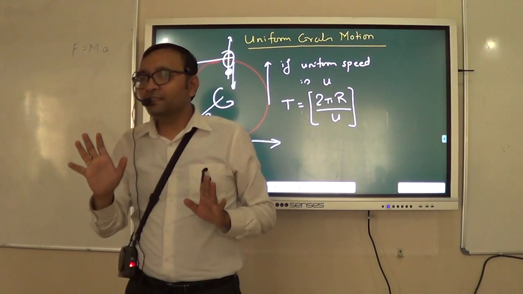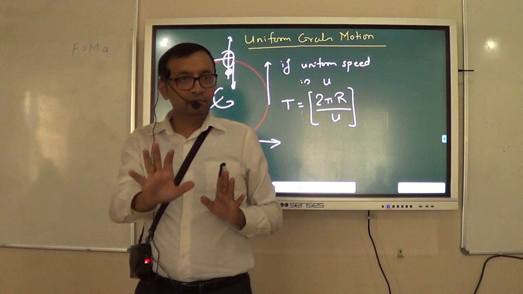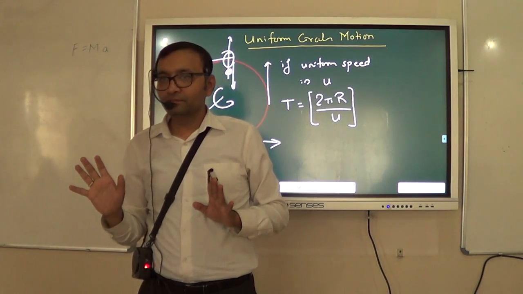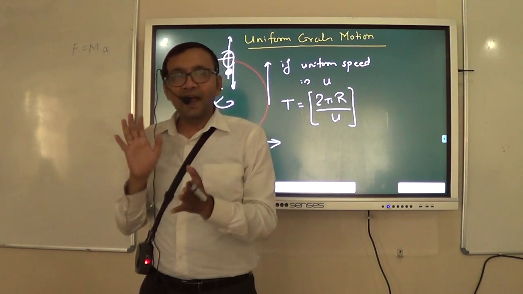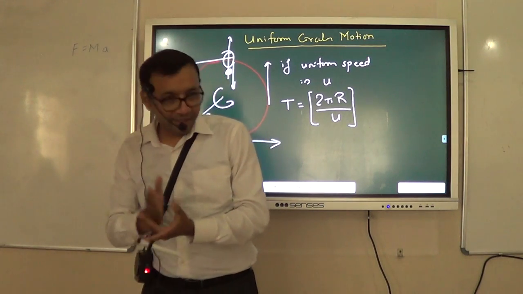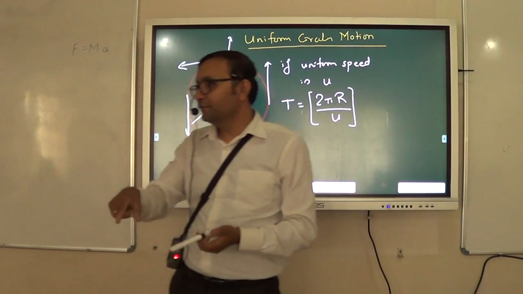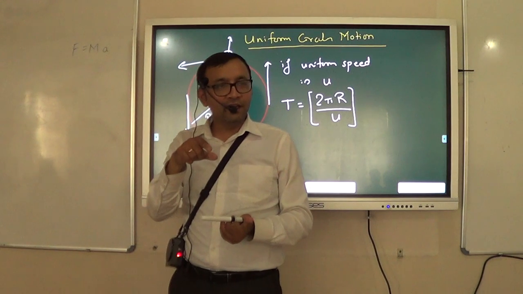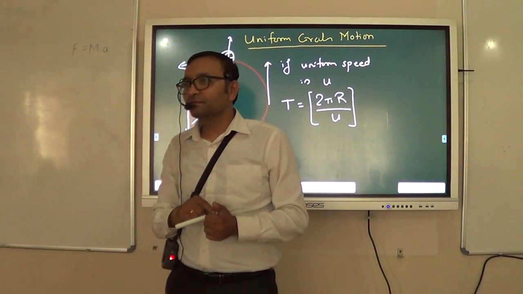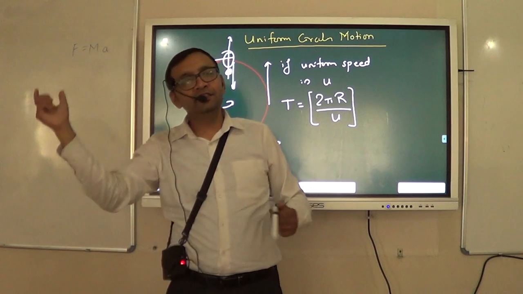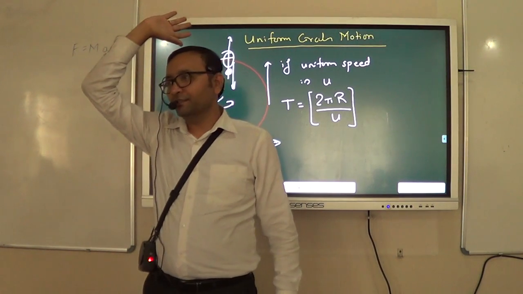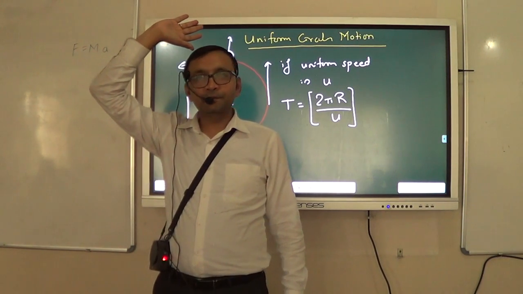Earth is revolving around the sun in an almost circular path. There has to be a force or not? Is there a force? There is a gravitational force. If gravitational force is not there, what will happen to Earth? Earth will go tangentially into the space.